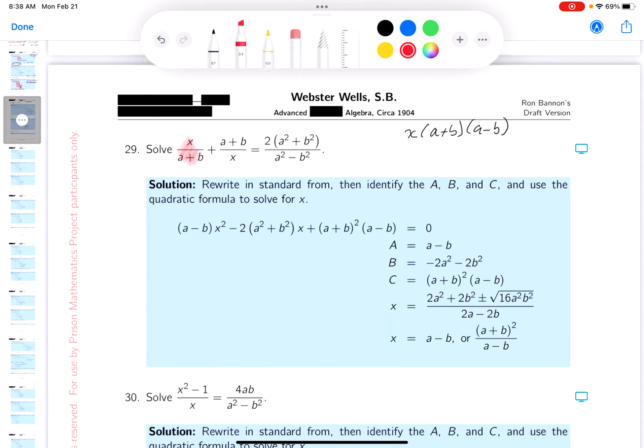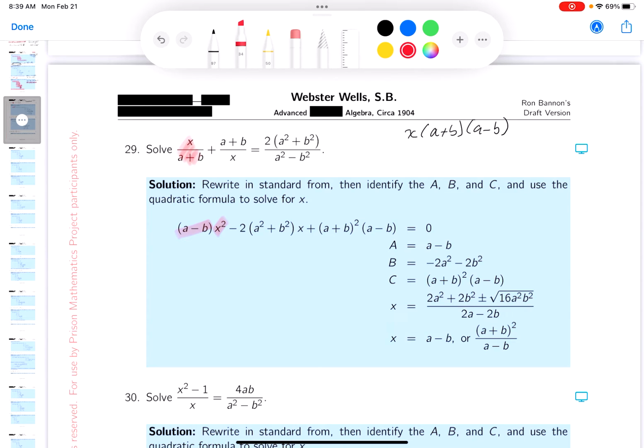So I clearly see if I multiply the first term by that LCD, what would I get? x squared, because x times x squared. The (a plus b) disappears, and I'm left with a minus b. I definitely see that part. The next thing, I'm looking at the second term. What would I get over there? Well, I'm looking at that, and I don't even see anything remotely like that.